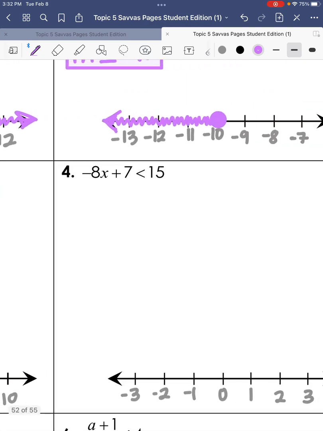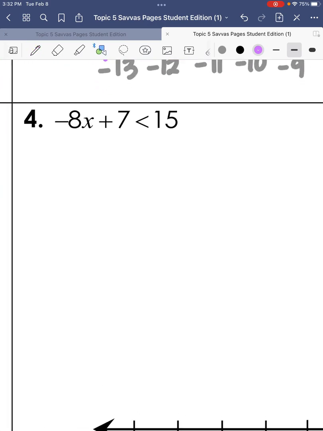Okay, moving on to number 4. The first thing I'm going to do is draw a line through my inequality symbol. And my goal is to get this x right here by itself. So I want to work my way away from the x, in close towards the x. So do I need to undo -8 first or this +7? If you said this +7, you're right. How do I undo a +7? I subtract 7. So I'm subtracting 7 on both sides.